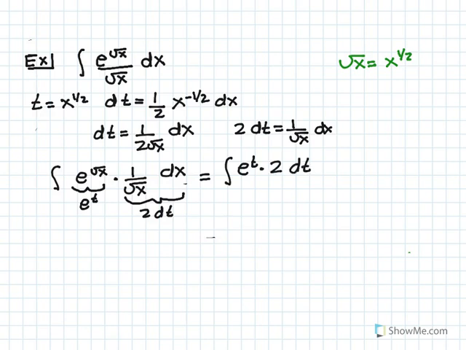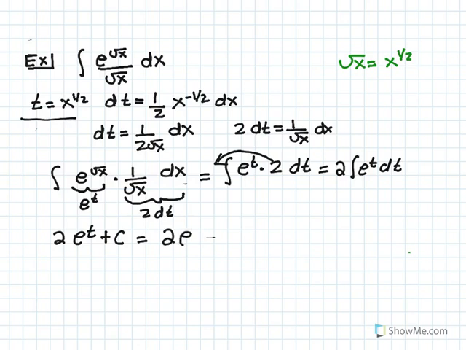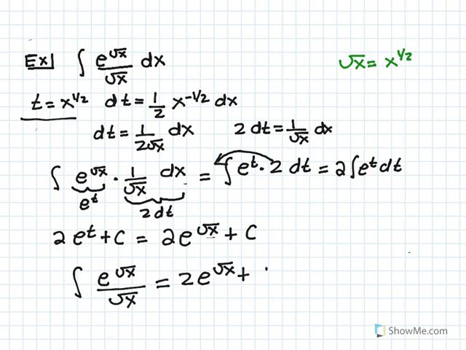Now it's in terms of t, and it's easy to integrate. So 2 is a constant, it passes through the integral. We get 2 times the integral of e to the t dt, and the antiderivative of e to the t is itself, so we get 2 e to the t plus c. Plug t back in, t is equal to root x, so we get 2 e to the root x plus c. So what we have shown is the integral of e to the root x divided by root x is equal to 2 e to the root x plus c.